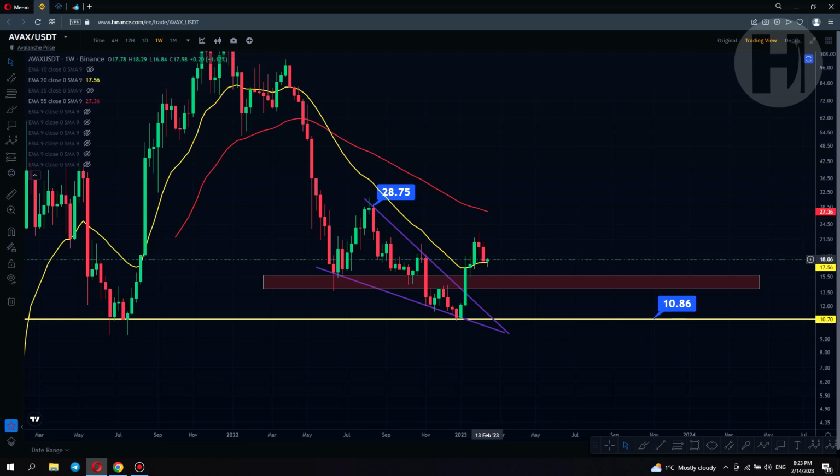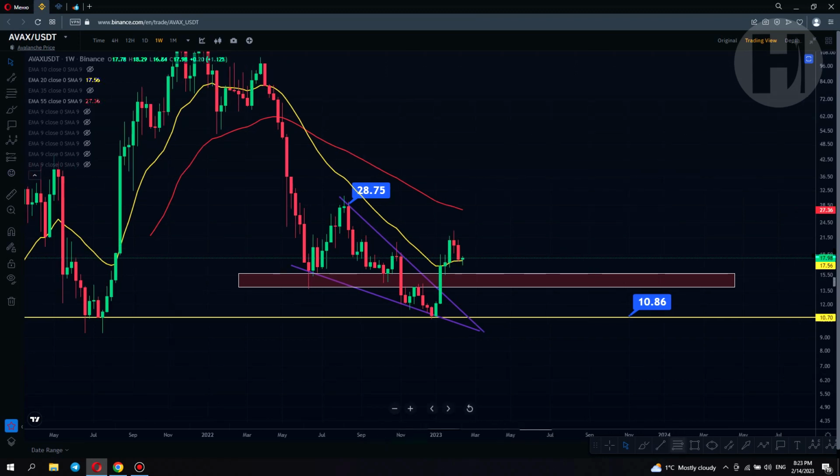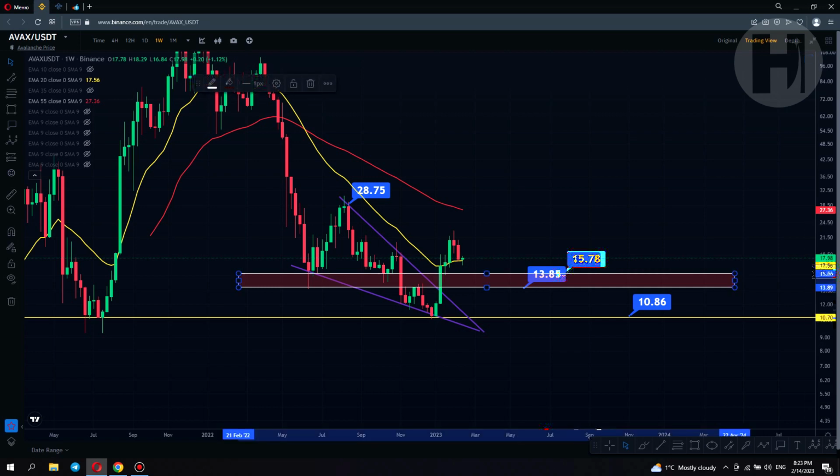So potentially after this slight pullback, we're going to have another move to the upside, taking out that falling wedge target. You also have a support block here, around $16 all the way down to $14. That's going to be a nice entry point. We had a bounce there in June last year and in October last year. We had a rejection in November, and now we broke above, and we want to see that backtest.